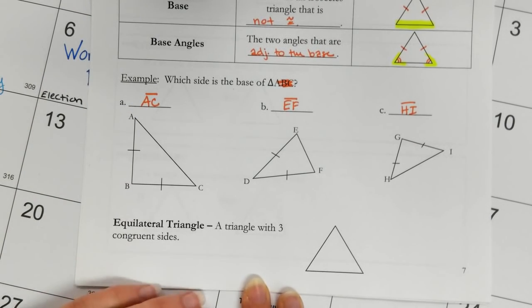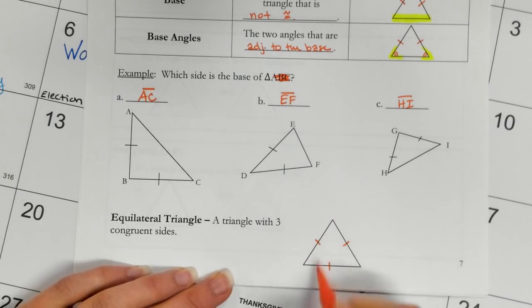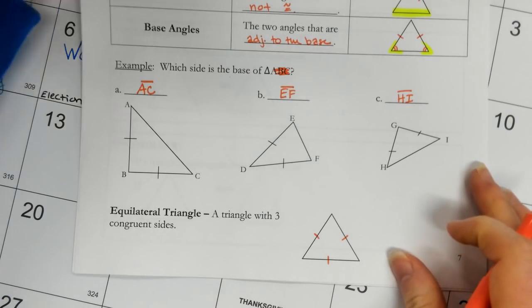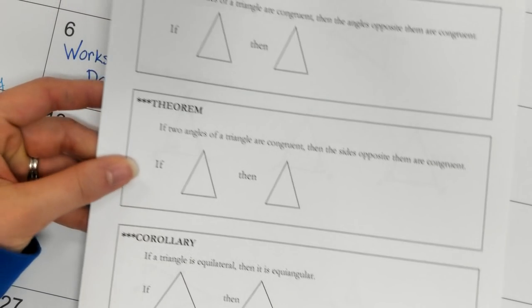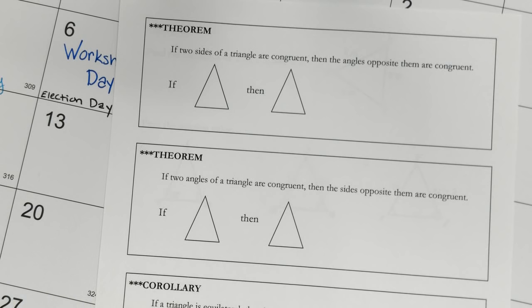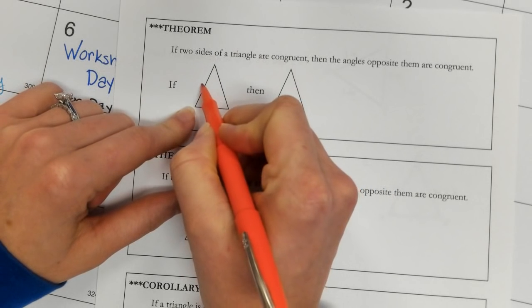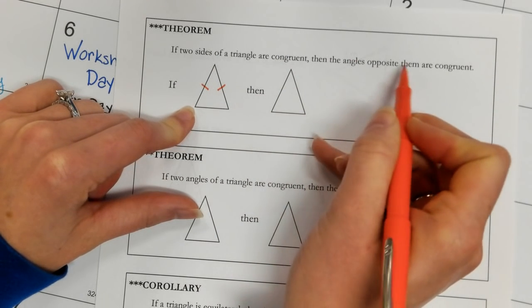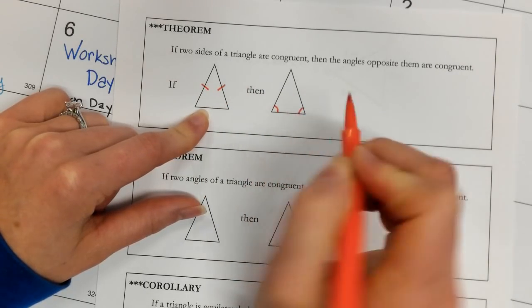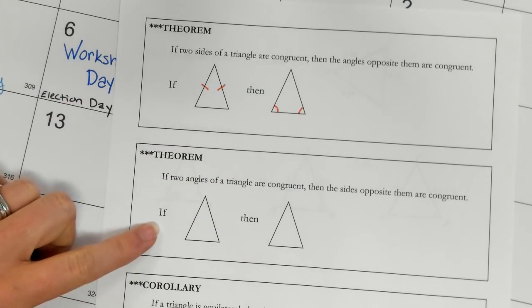Alright, an equilateral triangle is a triangle with three congruent sides. So now instead of just two, now we have three, and that is an equilateral triangle. Alright, now we have some theorems. And they seem like a lot, but we're going to shorten them up, and that's why these pictures are here. If two sides of a triangle are congruent, then the angles opposite them are congruent. The angles opposite them are your base angles. So that's your first theorem. If two sides are congruent, then two angles are congruent.